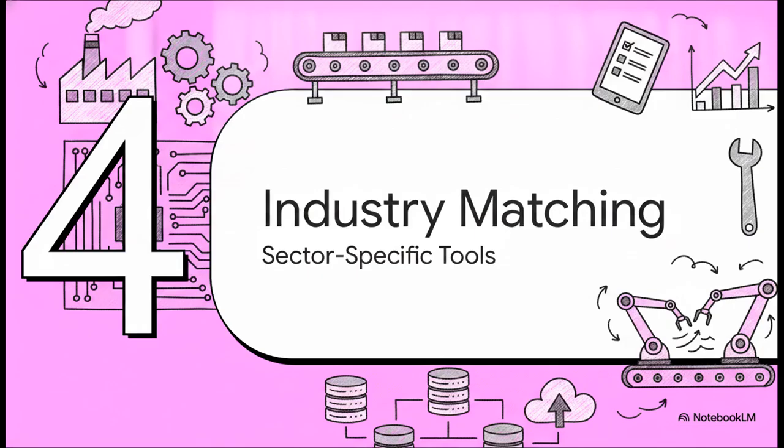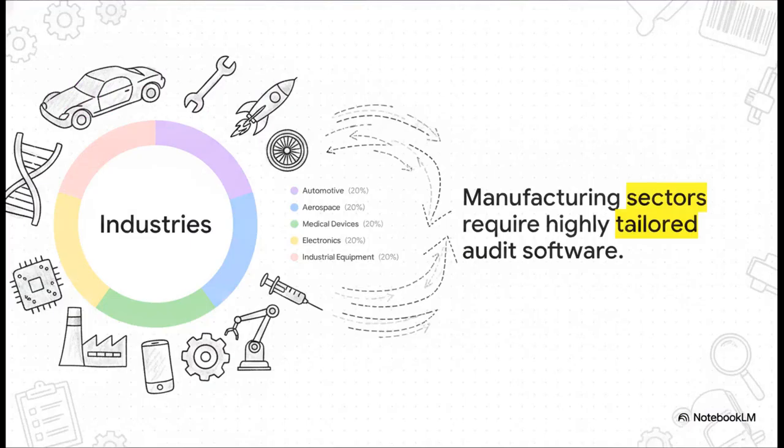All right, Section 4, Matching Software to Industry. Let's look at sector-specific tools. As you know, the manufacturing landscape is incredibly diverse. An automotive plant running cycle counts on thousands of components operates totally differently than a medical device manufacturer dealing with strict lot-tracked FDA documentation. Each of these sectors, from heavy industrial equipment all the way to precision electronics, requires highly tailored audit software that actually speaks their specific operational language.